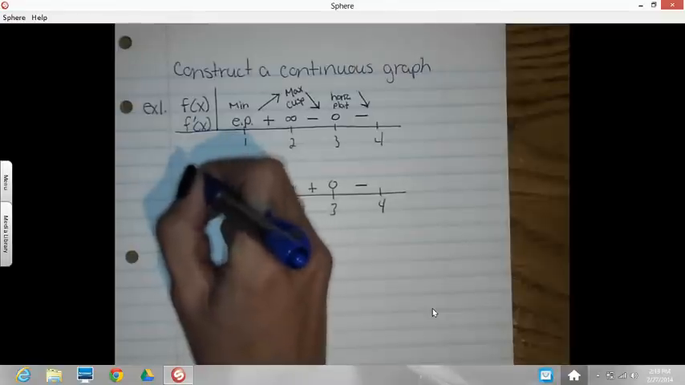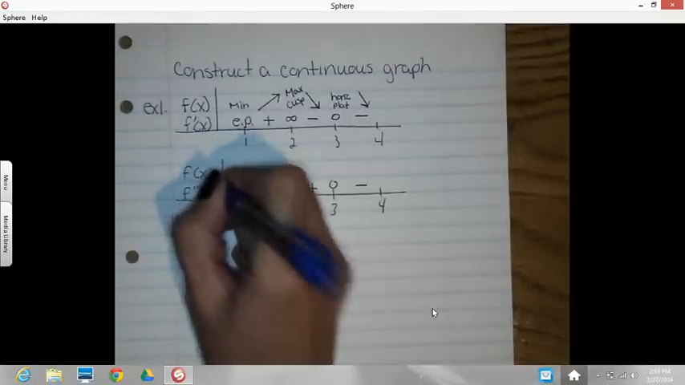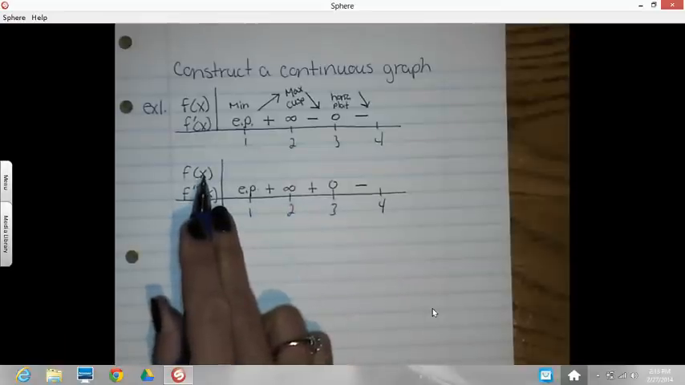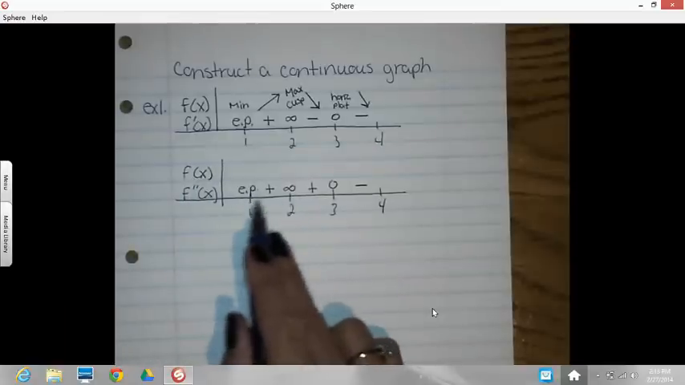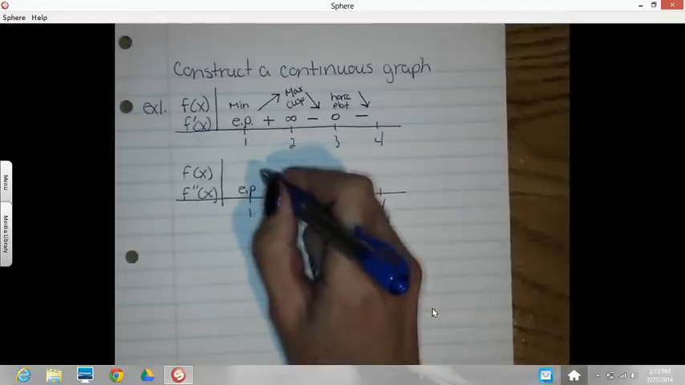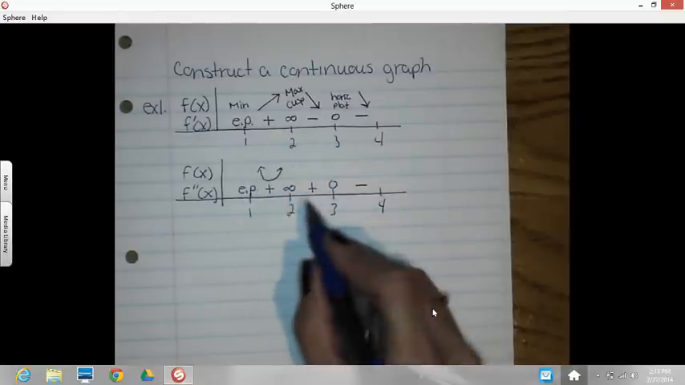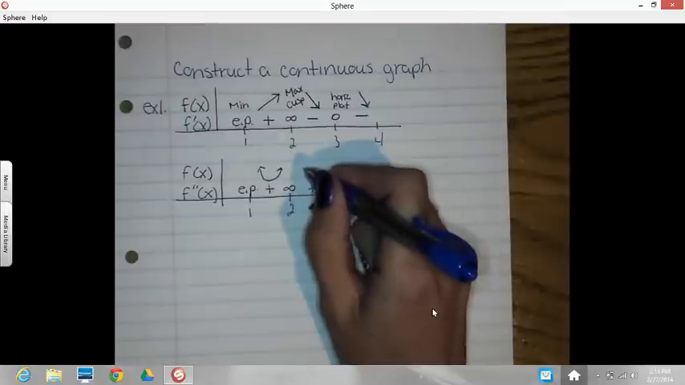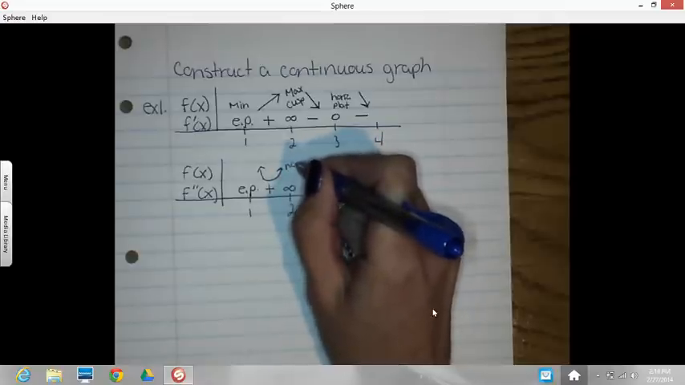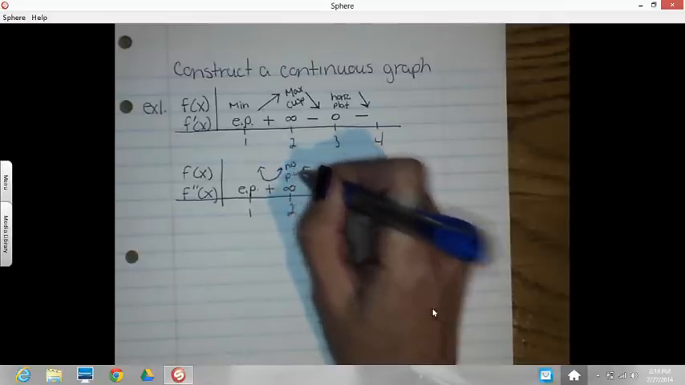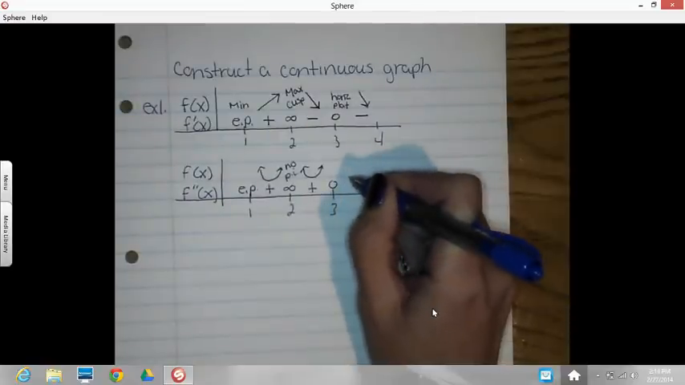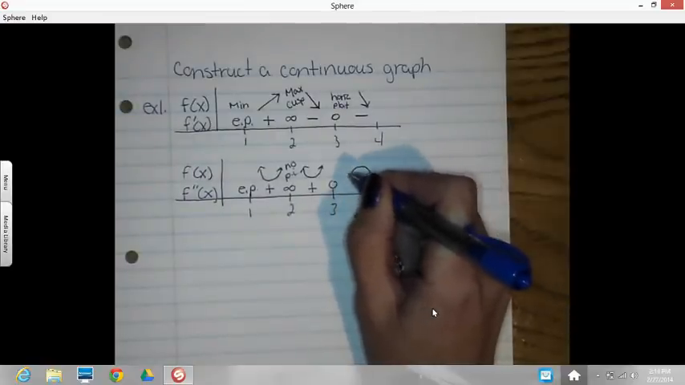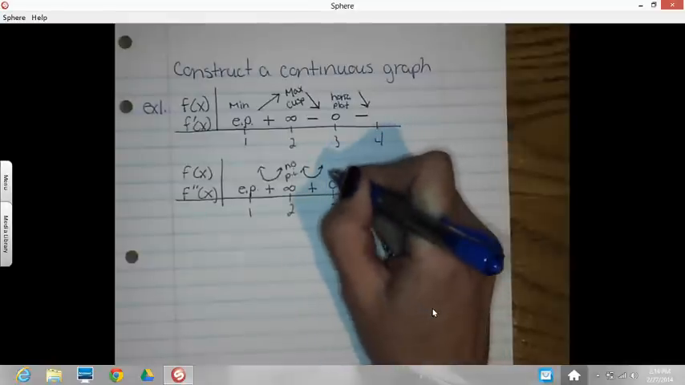So remember, the second derivative tells us the concavity of the original function. So between 1 and 2, my function is concave up. Between 2 and 3, I'm concave up. So that means there's no point of inflection here. Now I've got concave down. So that does make 3 a point of inflection.